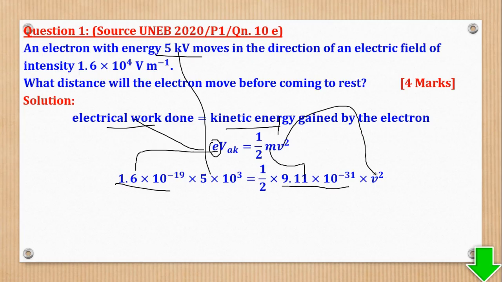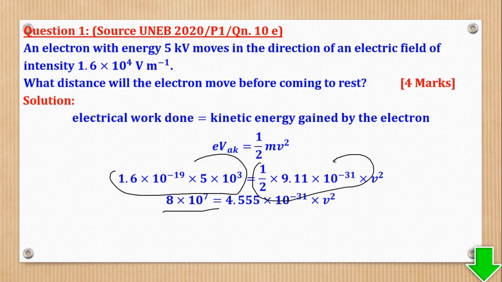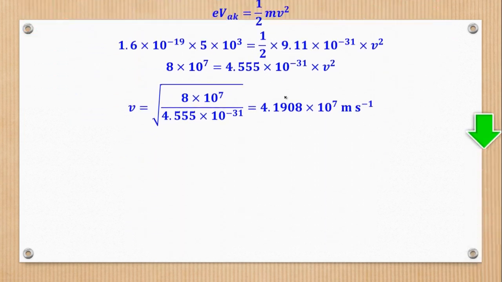Then v is what they want, the speed. So now we have only one unknown. Next is to simplify. When I simplify, this one gives me this and this gives me that. But there's a v squared here. So when I take this one this side, I'll come up with v squared being equal to... actually my aim is to make v the subject, so I put a square root of this divided by this to give you the value of v as that. But remember, the question wants the distance. What distance will the electron move before coming to rest? So the distance moved by the electron before it comes to rest.